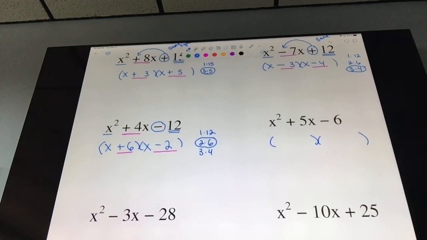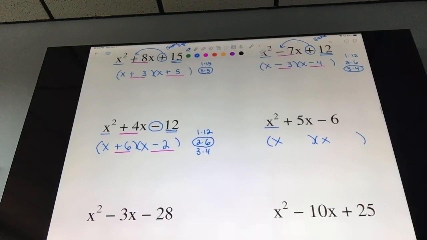Okay, next one. X squared, again, x times x. That's going to be the same every question. Minus at the end means one of each sign.